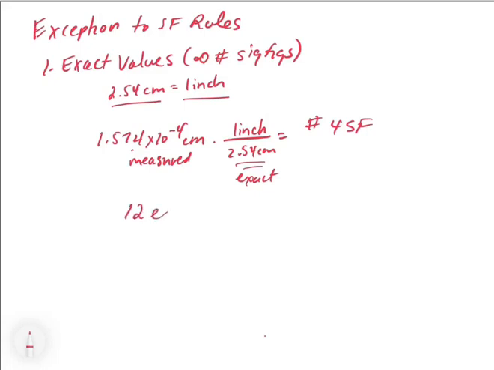Another example of this is where you have something like a dozen. So you have 12 eggs in 1 dozen. Again, the 12 is not a measured value. We've defined that the dozen is equal to 12 eggs. So anywhere where there's a definition of one thing being equal to another thing that's not measured, then you don't include these in the number of significant figure calculations. You just use whatever the number of significant figures is in the measured value.